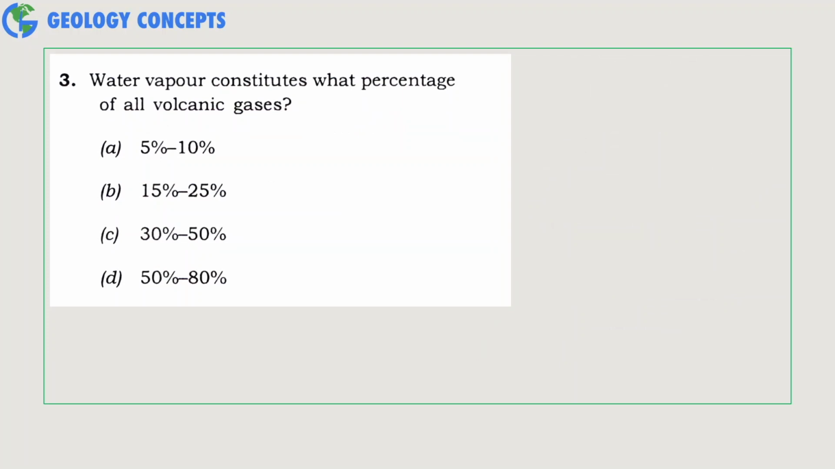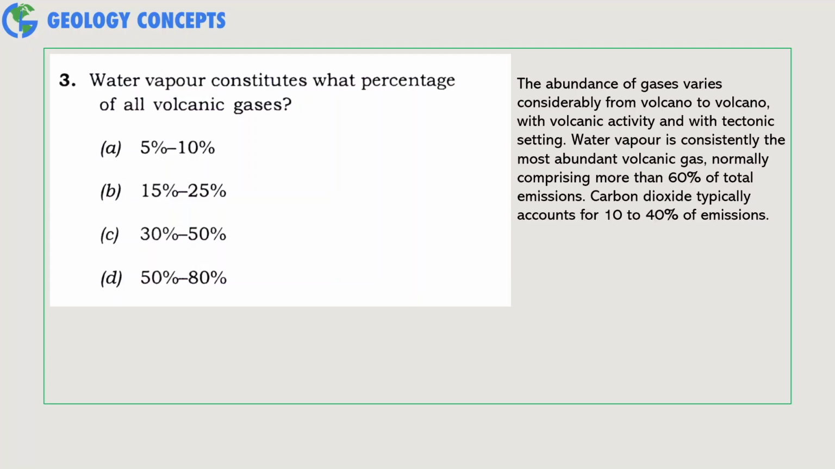Next question. Water vapor constitutes what percentage of all volcanic gases? As you may know, the abundance of gases varies considerably from volcano to volcano, with volcanic activity and also with tectonic setting. However, water vapor is consistently the most abundant volcanic gas, and normally it ranges from more than 60% of total emissions. Carbon dioxide typically accounts for 10 to 40% of emissions. So, option D is the correct solution, which is between 50% to 80%.